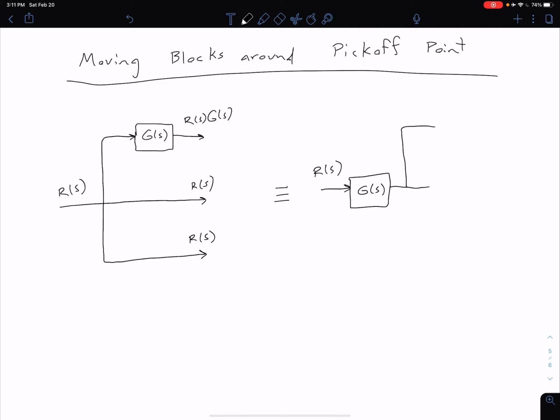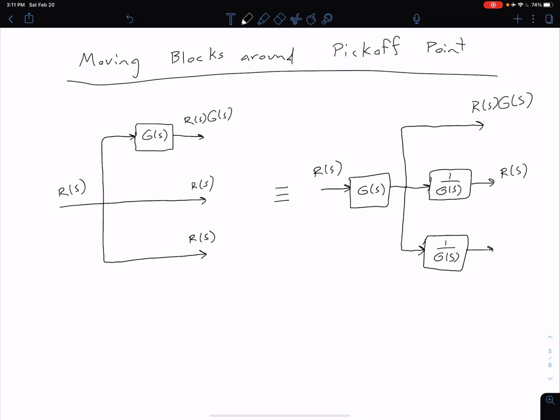For this top one, of course, we don't have to have anything, because that signal coming out of that block is already R of S, G of S, which is the same as what it was over here. Now, however, for the middle and bottom, we're going to have to multiply it by a 1 over G of S. That's just because those branches didn't have that G of S before, so now we have to cancel it out to keep things how they were. So the output signal here would just be R of S, again, the same as it was before. Similar thing for our bottom case. We have to add a 1 over G of S block here as well, such that our final output of that bottom branch is R of S.